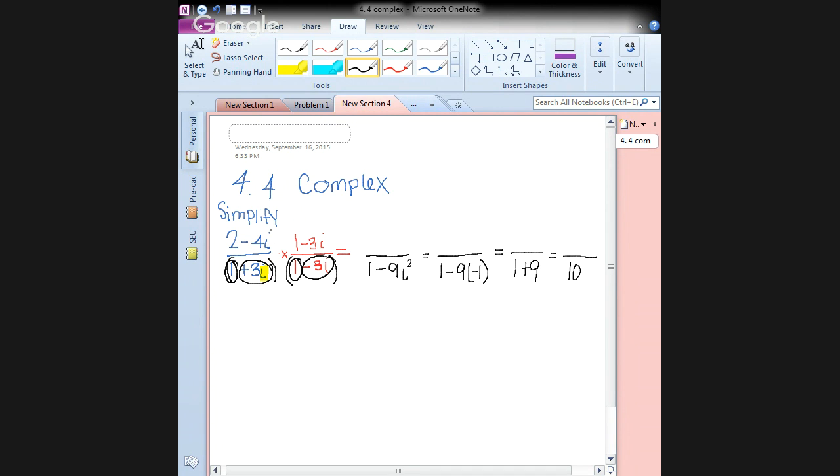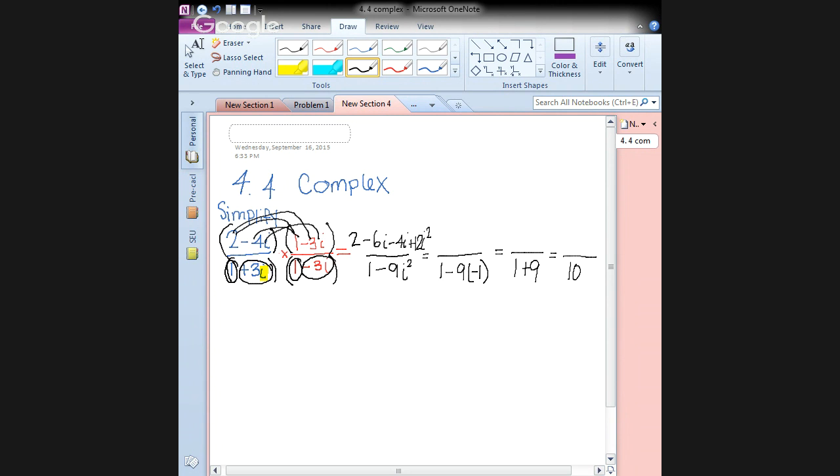But I have to do the top as well. So I'm going to be FOILing the top. I'm going to multiply 2 times 1. So that gives me 2. Then I'm going to multiply 2 times negative 3i. That's going to give me negative 6i. Then I'm going to multiply negative 4i times 1. So that's going to give me negative 4i. And then my last one would be negative 4i times my negative 3i, which would give me positive 12i squared. Okay, so that was the trickiest part, was the multiply.